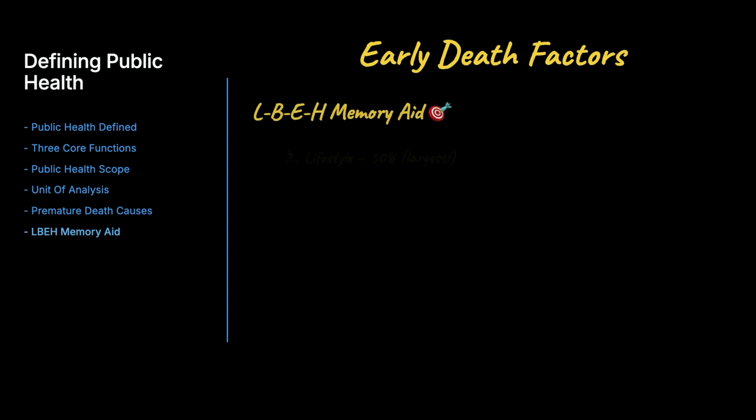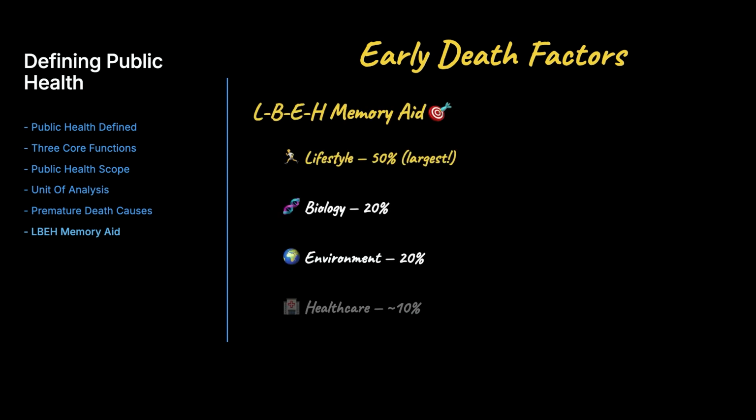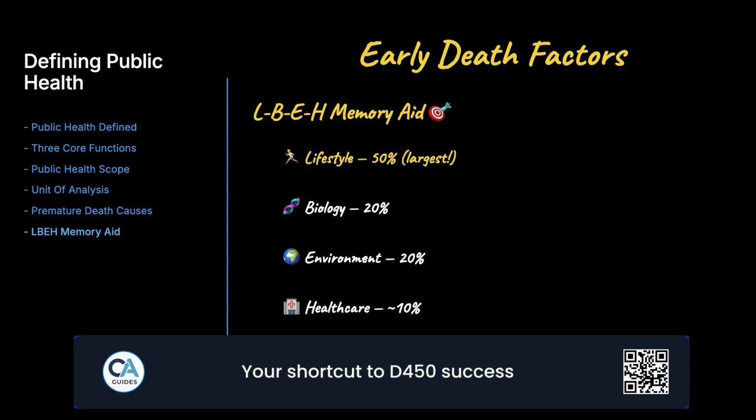Let me give you a memory aid. Picture the letters L, B, E, and H for lifestyle, biology, environment, and healthcare. The values run 50, 20, 20, 10. So if a question asks for the largest contributor to early death, the answer is lifestyle. If it asks the healthcare share, the answer is about 10%.